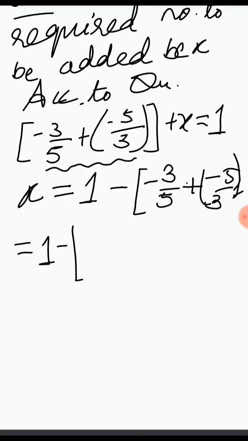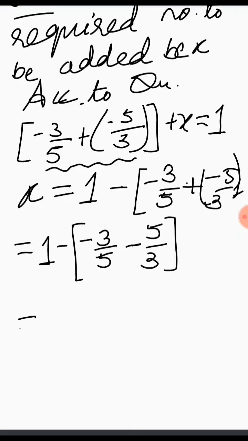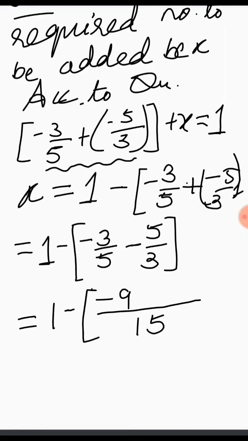Now you know, let's remove this simple bracket first. So it will be minus 3 by 5 plus into minus 5 by 3. Now let's simplify the bracket first. Here the denominator is not same, so you have to find LCM, and the LCM is 15. So let's write minus 3 into 3 will be minus 9 by 15, cross multiplication, minus 15. 5 5s are 25.